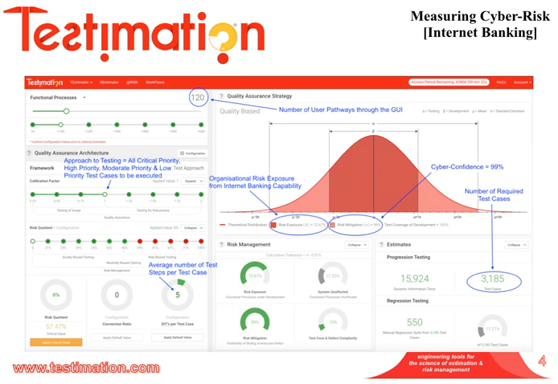Before we move on to our last simplified example, we will reiterate our net position with respect to internet banking. Designing, writing and executing 3,185 test cases with an average of 5 test steps per test case yields a 99% probability that the deployed solution is defect-free if all test cases pass.